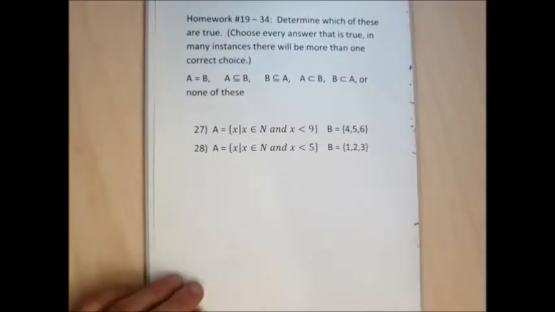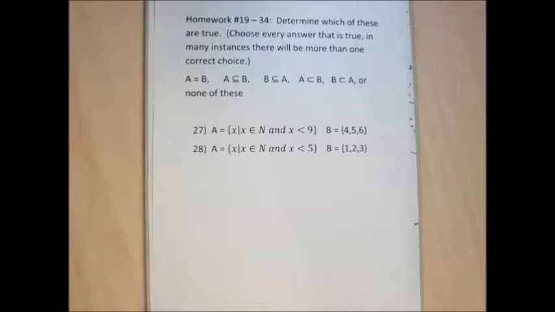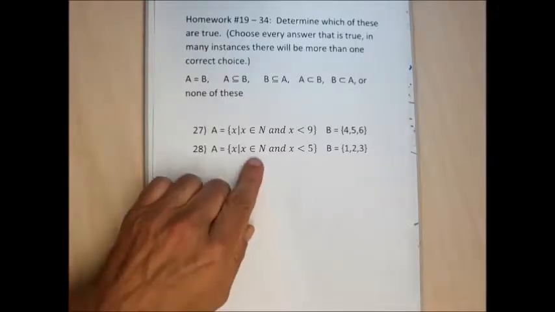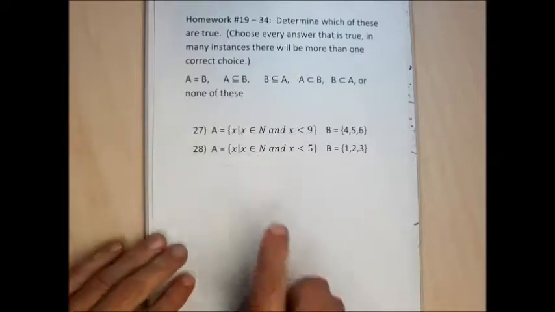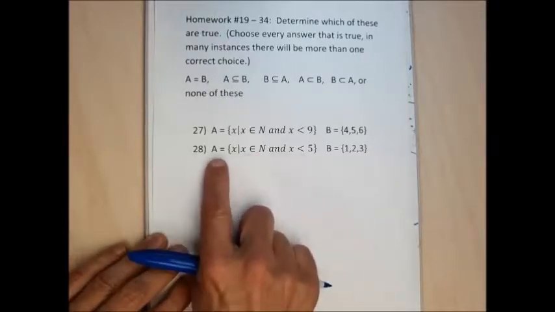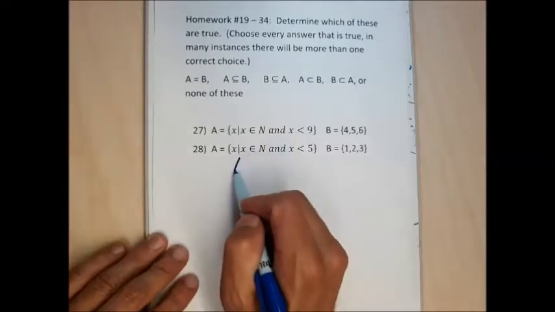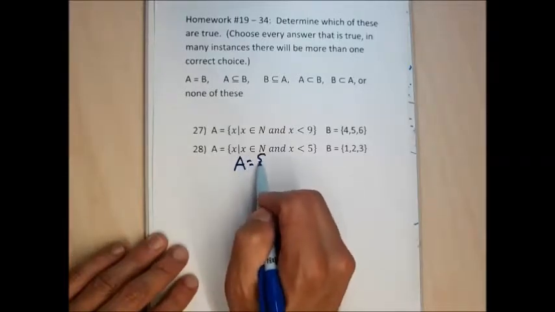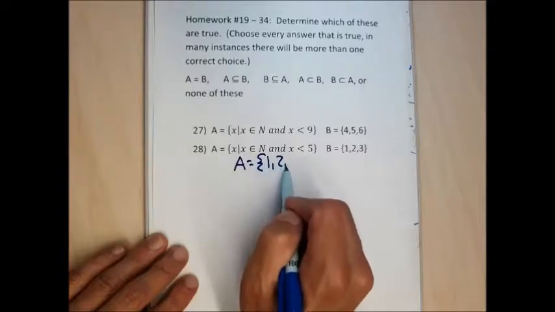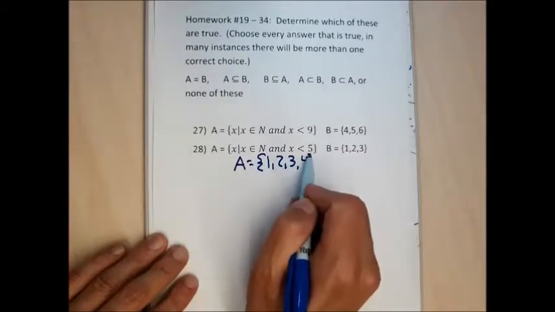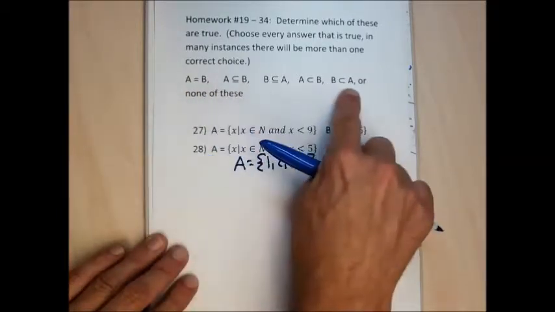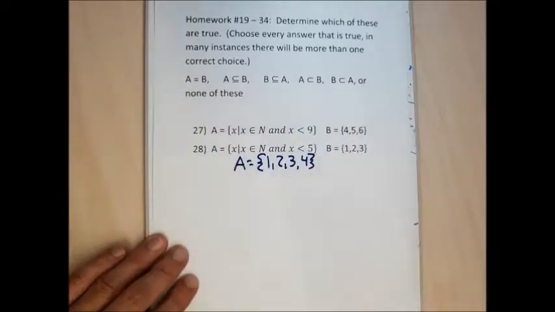27 and 28 want us to take a set from set builder notation and write it in roster form before we start answering the questions. So in 28, my set contains all the natural numbers that are less than but not equal to 5. My set A is going to contain the numbers 1, 2, 3, and 4. So before I go on to check each one of these, I need to get A written in roster form.